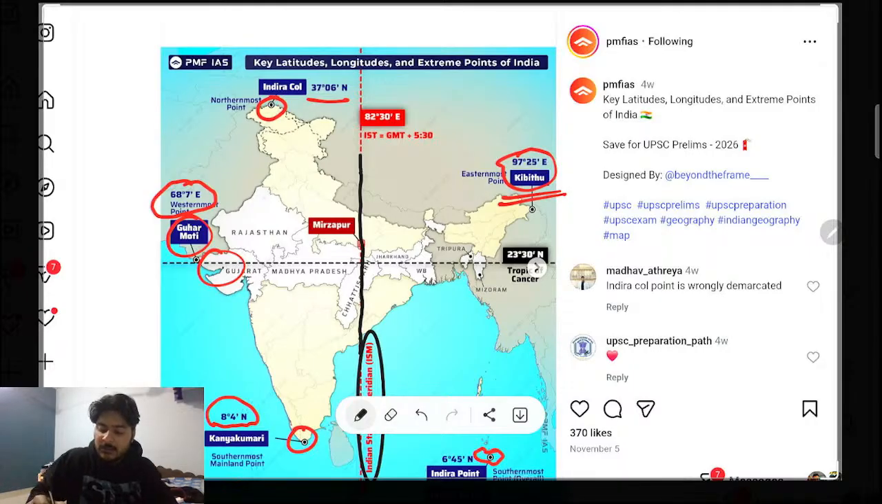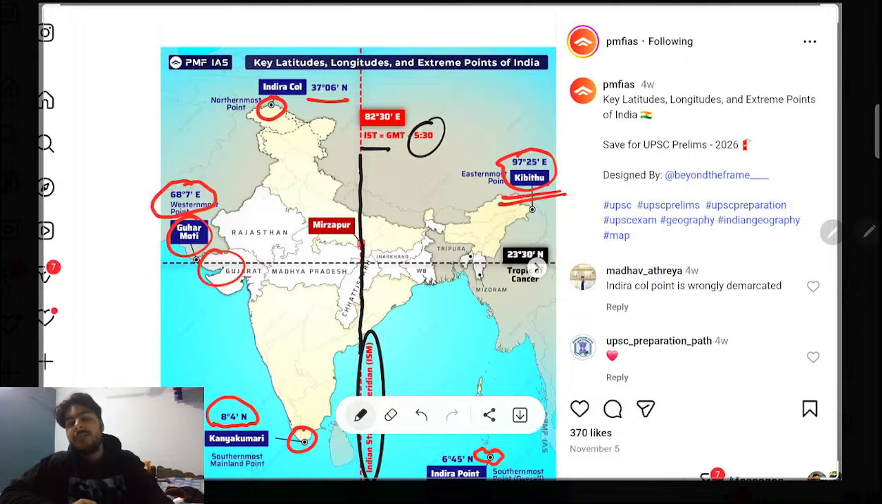This line passes through 82 and a half, and the Indian Standard Time is 5.5 hours ahead of Greenwich. Greenwich is the prime meridian, and from there we are 5.5 hours ahead. Clear? These are some points that you need to understand from this picture. Are these things clear to you?